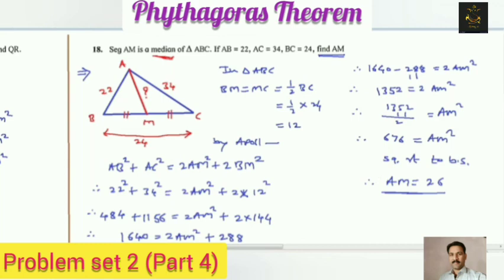Okay friends, like all the sums, try to observe here. This is AM which we have to find here. Try to take some examples yourself and try to solve them yourself. Try to remember all the properties. Okay friends.